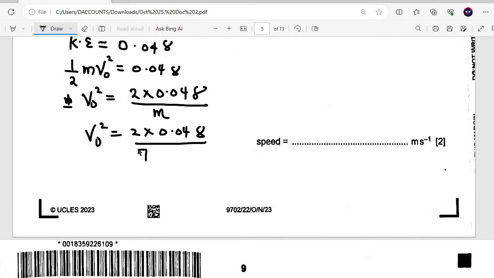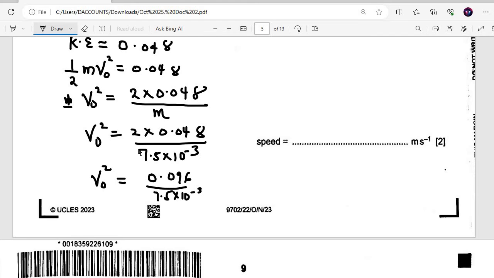The mass of the spring is 7.5 grams. That's 7.5 times 10 to the power minus 3 kilograms. So the speed the spring has coming off, the initial speed: 2 times 0.048 is 0.096. Let me check it. 2 times 0.048 is 0.096 over 7.5 times 10 to the power minus 3.